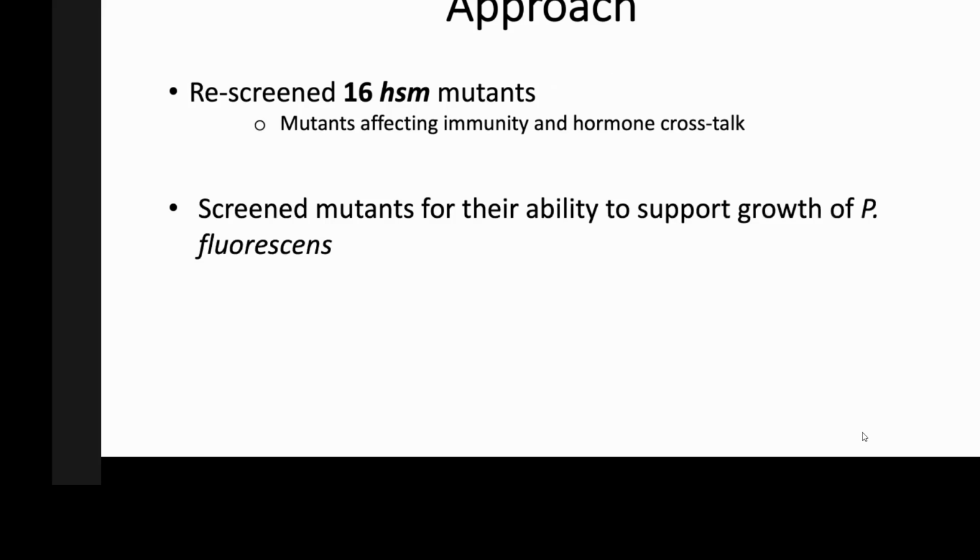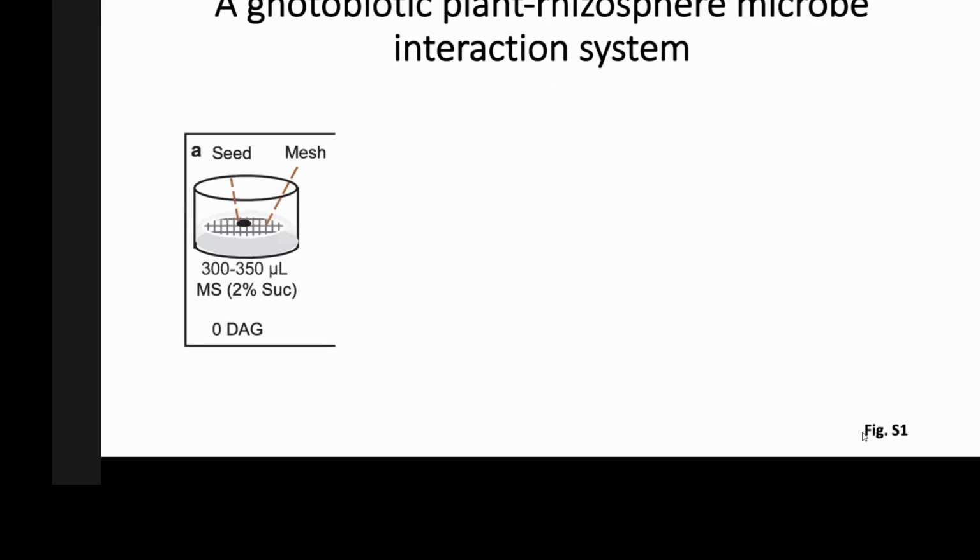And specifically, what they were looking for in their screen was the ability of these mutants to support growth of Pseudomonas fluorescens. The approach that they took, I would say, was a semi-high throughput approach where they used this gnotobiotic plant rhizosphere microbe interaction system, where they had a 48-well dish, and in each well they had a Teflon mesh on which they placed the seeds, and the mesh was really just to separate the shoots from the roots.